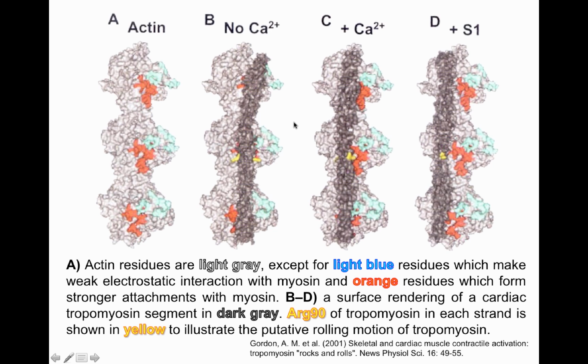So when calcium is added, you can start to see that the tropomyosin molecule begins to roll as a result of the troponin molecule having a conformational change. When the conformational change in troponin has been completed, you can see that the arginine 90 residue in tropomyosin, instead of facing sideways, is now facing upwards. That has completely exposed the orange residues, which are the ones myosin will bind very strongly. That allows myosin to bind to the actin filament tightly and therefore induce the contraction of the sarcomere.